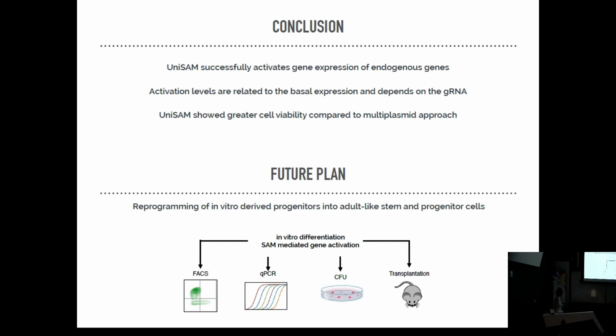And that's our future plan. Now that we have a system in our hands, what we want to do is to manipulate the differentiation of hematopoietic cells in vitro, try to make the right cell type, and then test this with the different hematopoietic tests that are available so far.